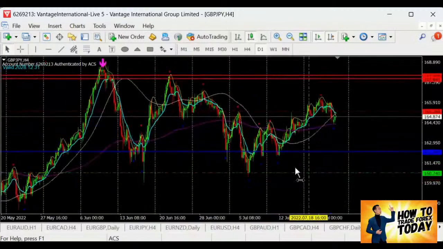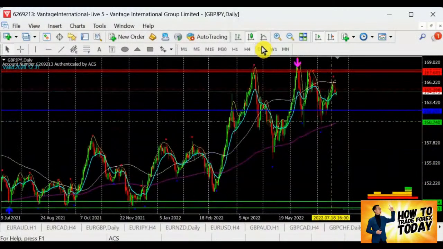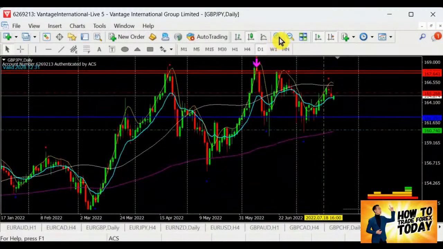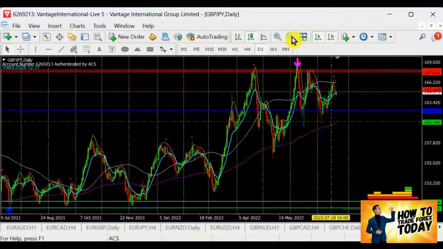Okay, so next to go, Pound Yen. Well, Pound Yen, weeks ago, months ago, it seems like my favorite pair. I've been watching Pound Yen for so long.